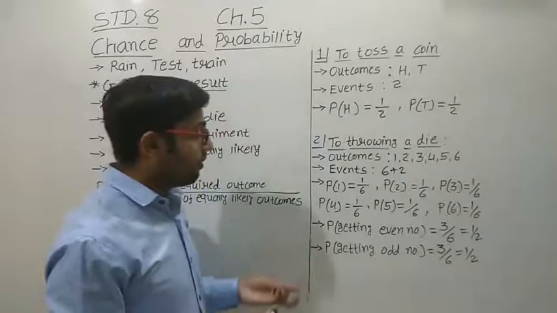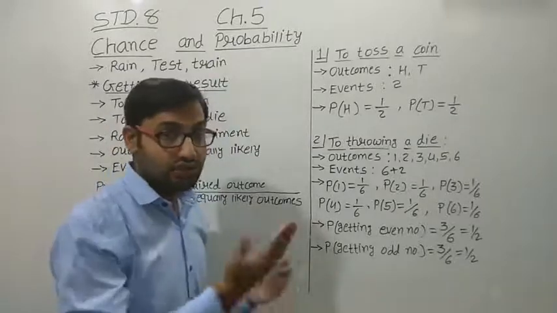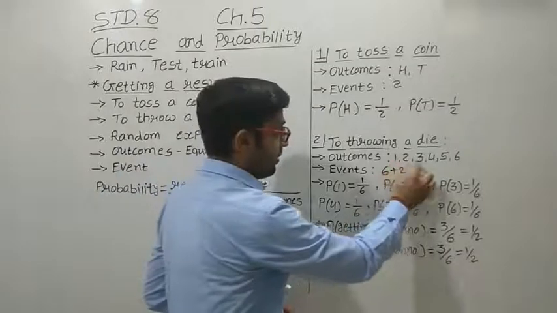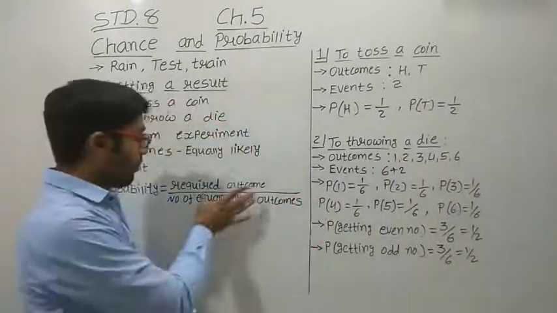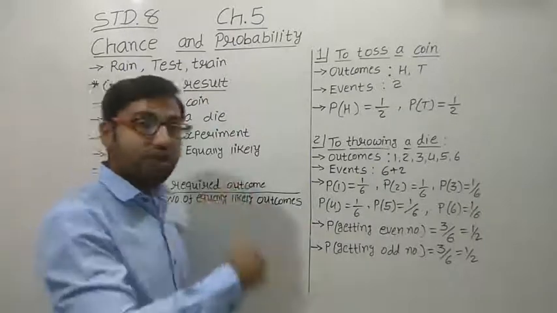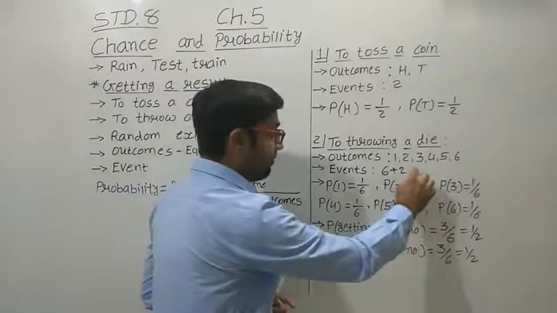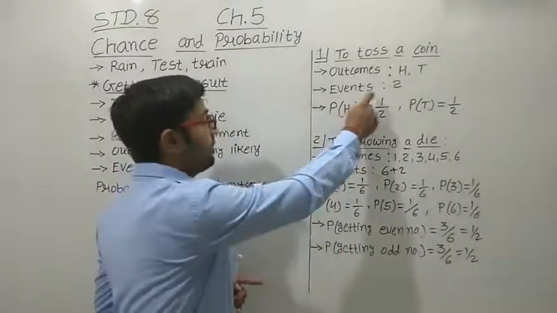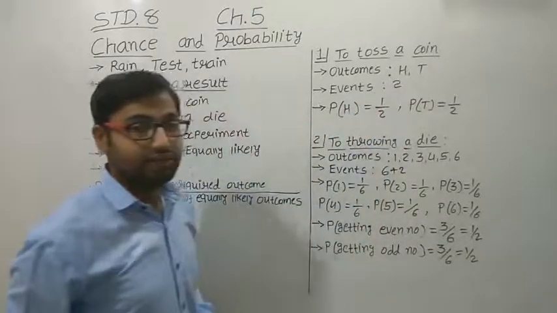In the same way, many more events we can get here. For example, we want a number greater than 1. That also becomes an event. Number greater than 1 means 2, 3, 4, 5, 6, so 5 outcomes that we require. So the probability of getting a number more than 1 is 5 upon 6. In this way, events can be added here. But this is not possible for the coin, because there are only 2 outcomes, either head or tail.